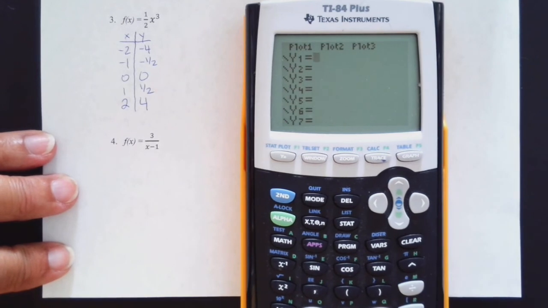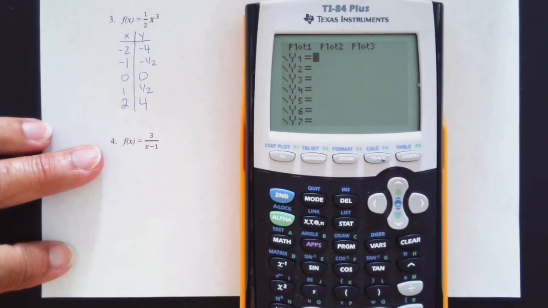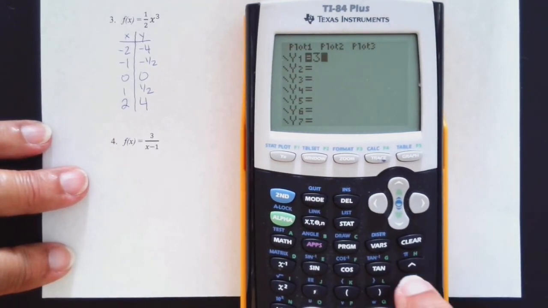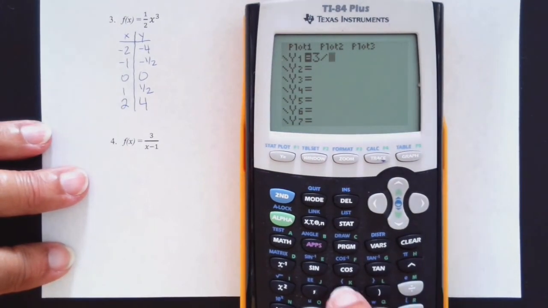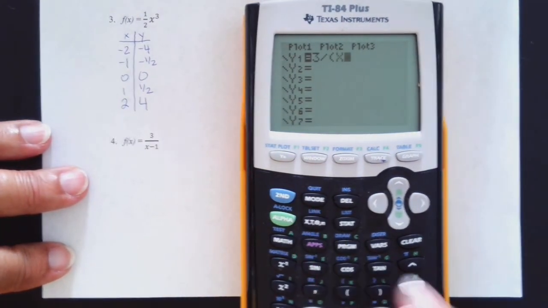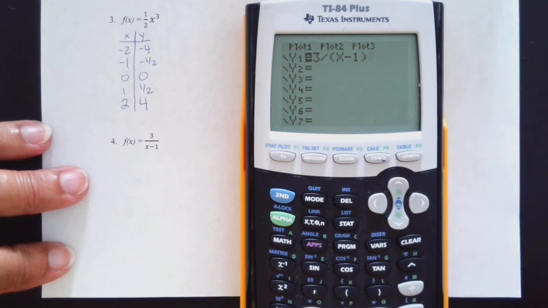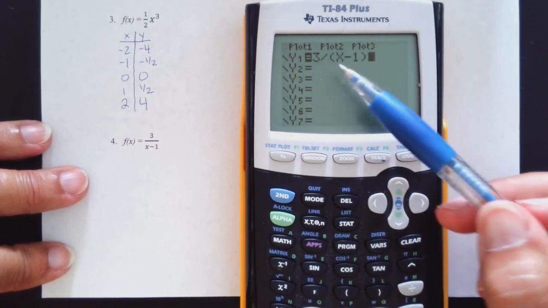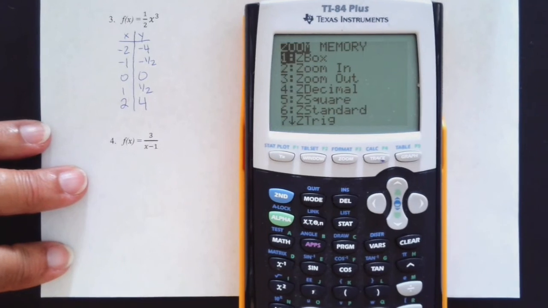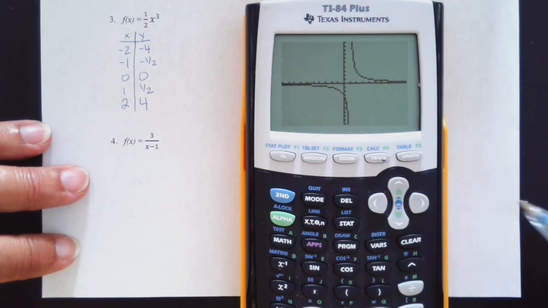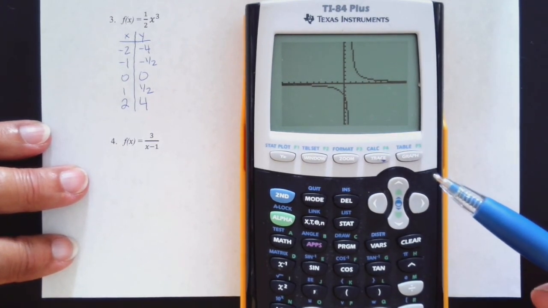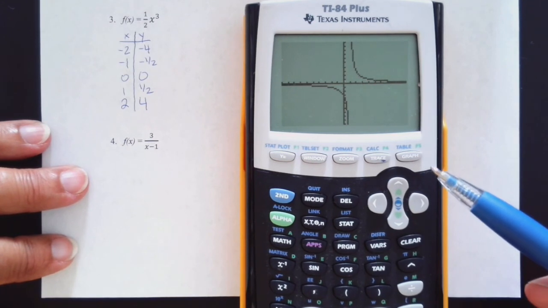So I want to remind you, when you go to y equals and try to graph a rational function, 3 divided by, if there's more than one thing in the numerator or denominator, you have to put it in parentheses. So I would have to put x minus 1 in parentheses, otherwise you're going to get the wrong graph. So I just want to remind you of that. So notice I did 3 divided by, and then I put that in parentheses. So now when I graph it, I'll see this rational function and kind of where it goes. So you can use this to help you out with your table as well, with your points.